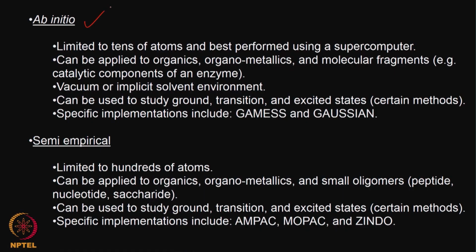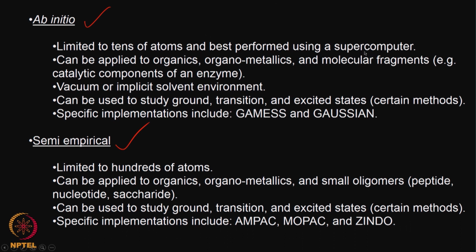Hello everyone, welcome to the course on computer aided drug design. We will continue on the topic of quantum mechanics. I did introduce two different quantum mechanics methods. One is called the ab initio method, the other is called the semi empirical method. The ab initio method is detailed calculations, very accurate, so it is limited to tens of atoms only, okay.